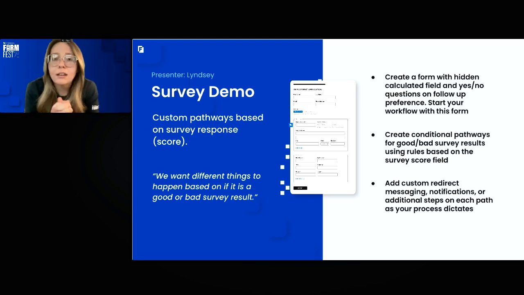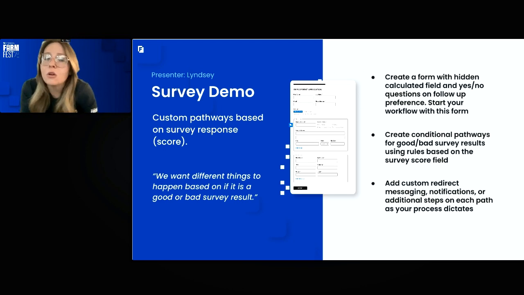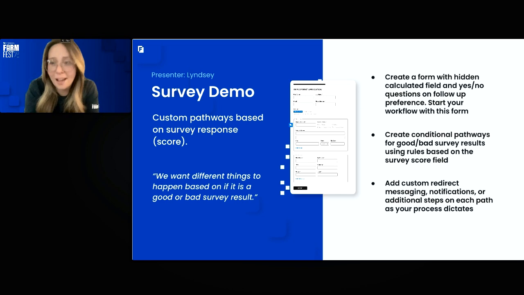And the way we're going to do that is we have a form that has a hidden calculated field that's going to calculate a score based off of how they answer questions, and then a yes/no question based on their follow-up preferences. Now, this is not hypothetical. I am definitely going to show you this form, so don't worry. But then we are going to create conditional pathways that really have different things happen, right? We want a different message to show whether it's considered a good or a bad survey result. We want different follow-ups. So that's what we're going to be creating today.